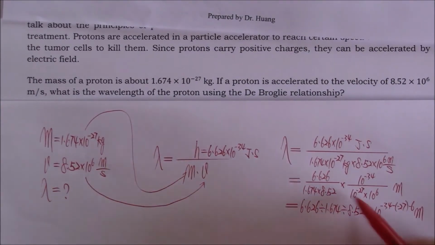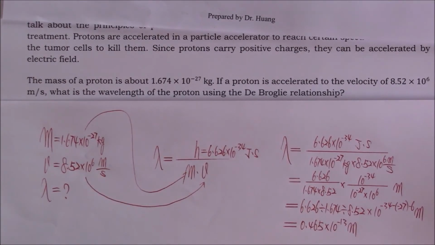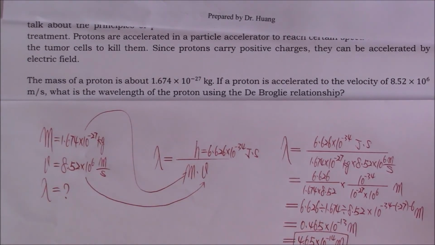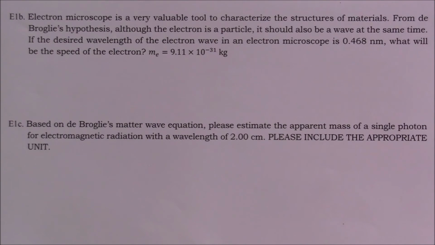You can type in these numbers into a calculator to get the answer. Well, at the end, we have to convert the number into scientific notation. We are done. Can you follow my example to answer these two problems by yourself?